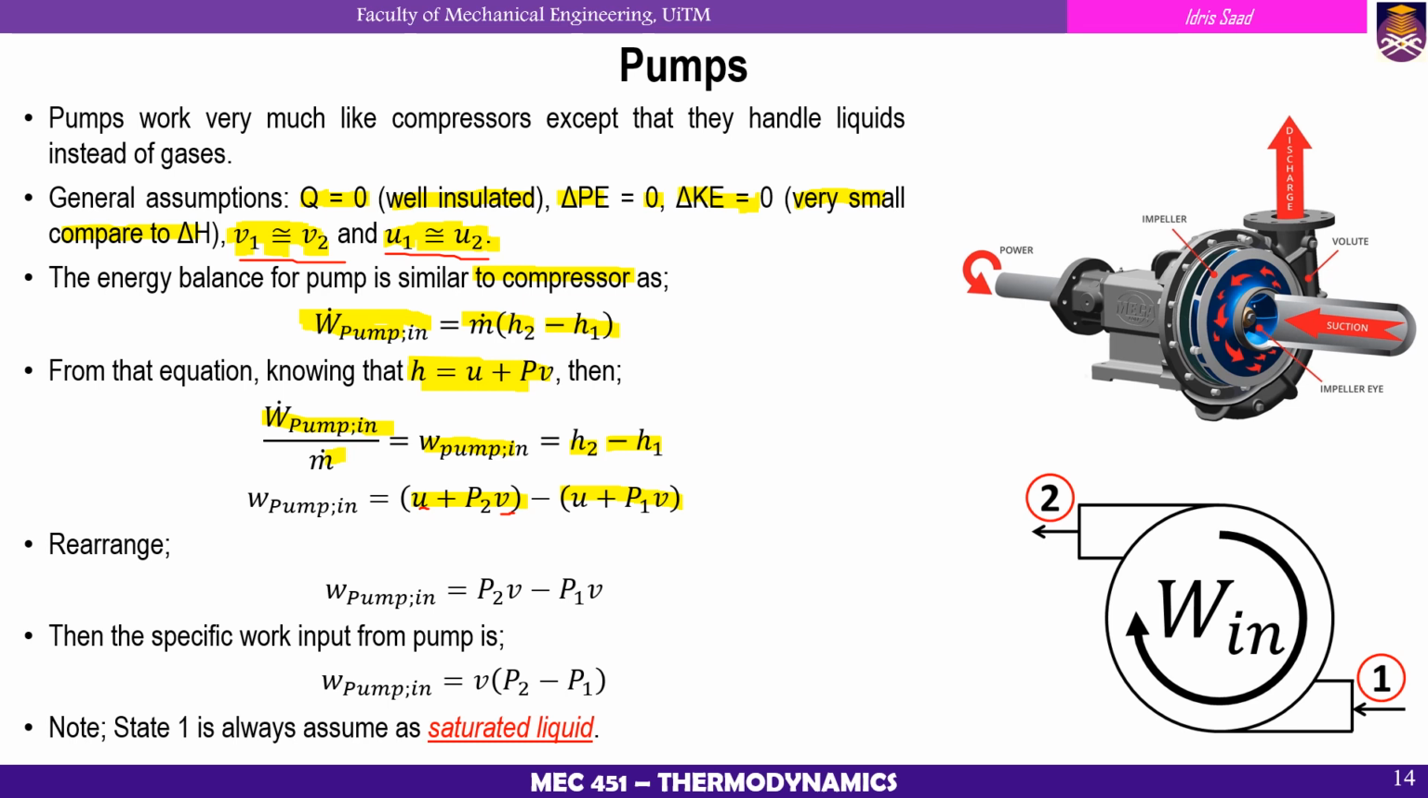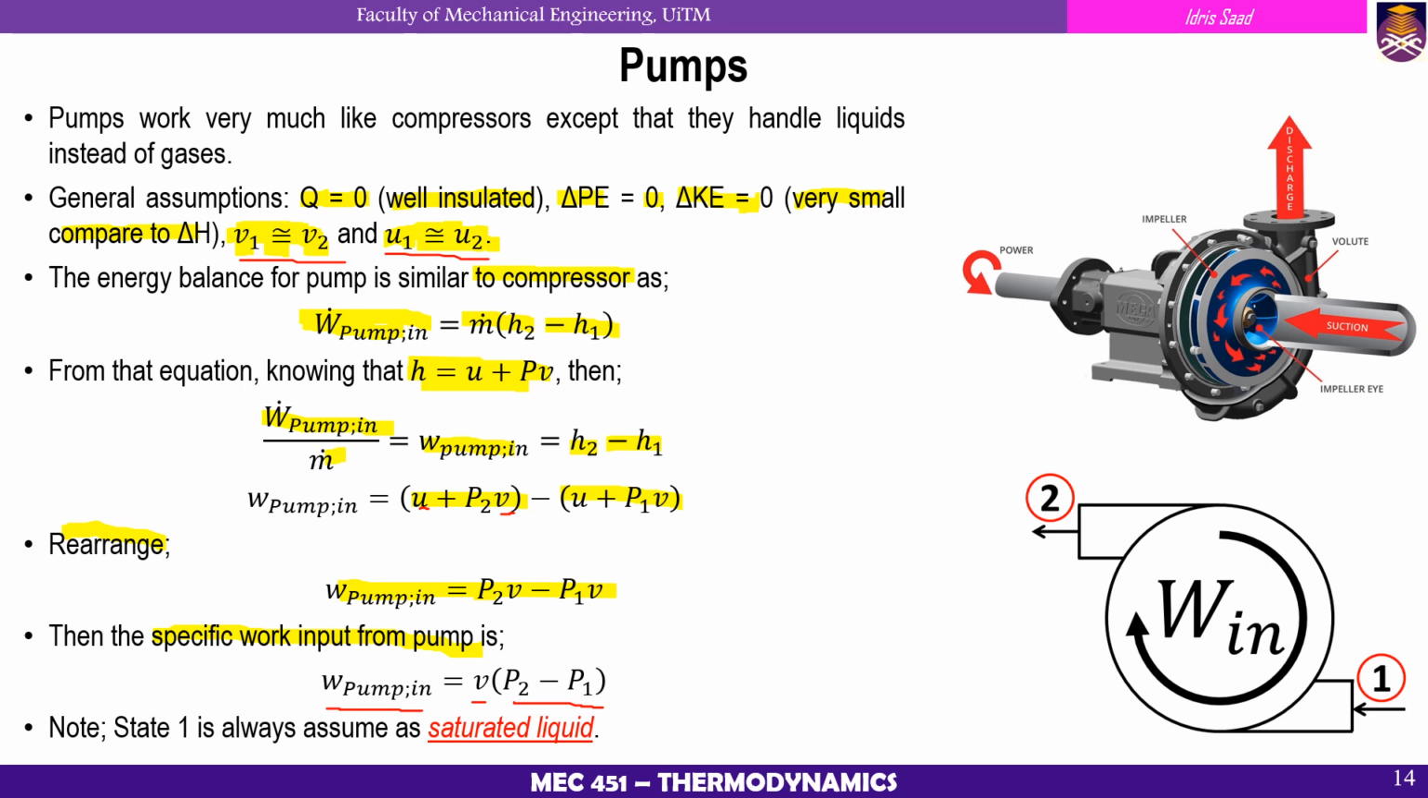So when we rearrange this equation, what we get is the work pump is equal to P2V minus P1V. We can cancel out the U, because U minus U. So then we can rearrange this equation, and the specific work input for the pump can also be determined as work pump in is equal to specific volume times the pressure difference. So this is another way we are going to calculate the work pump.